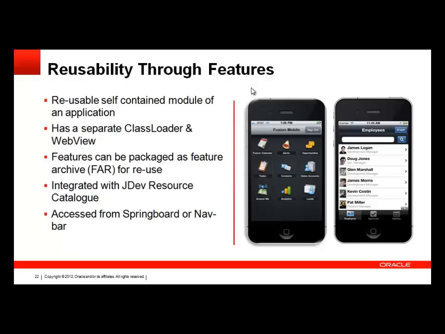One main focus point for Oracle ADF Mobile is reusability, and this is done through features. When you're building applications with Oracle ADF Mobile, you're going to develop features. Each feature can have specific functionality that you develop into it, and then you can package this feature as a reusable jar file, or what we call an FAR file, that you can take and add to other applications. This allows a team of developers to cooperate on developing a single application where each one of them works on a specific feature.